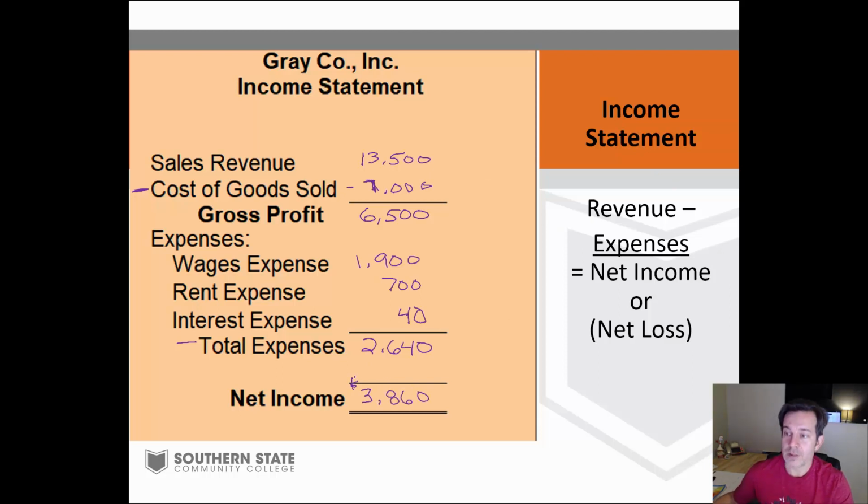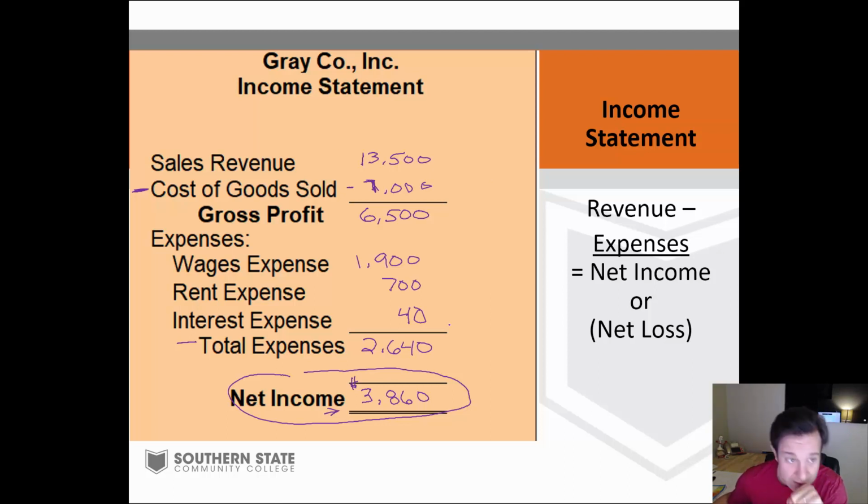3,860. So during the month of February, Gray Company made a profit, 3,860. You'll notice the little double underline here. That means that's a final and total number. That's the final number, 3,860, net income. We made a profit. Good job, great company. The income statement tells us how we got to that profit.